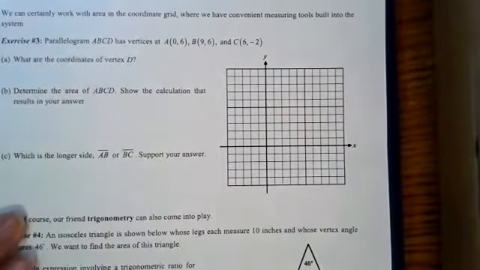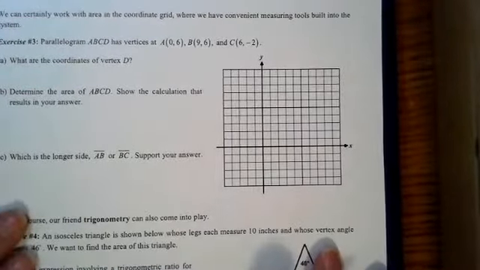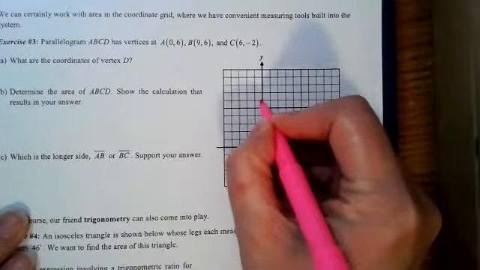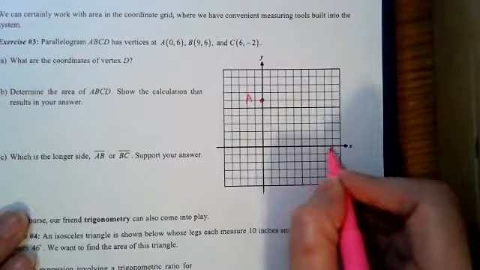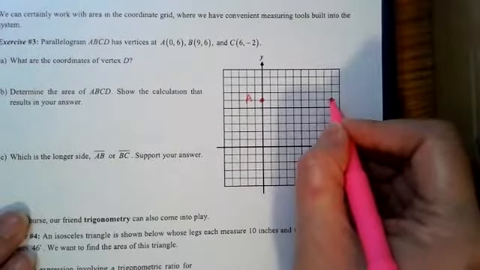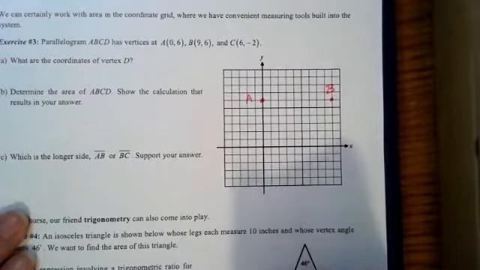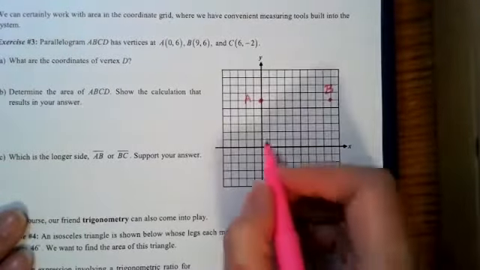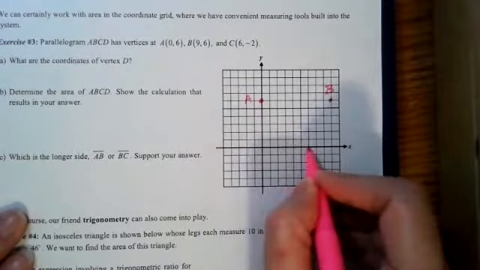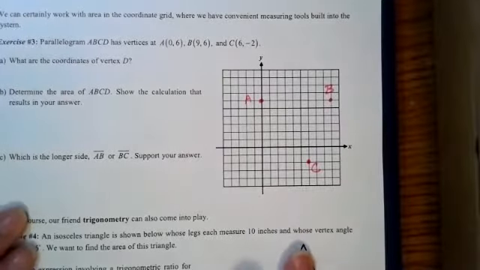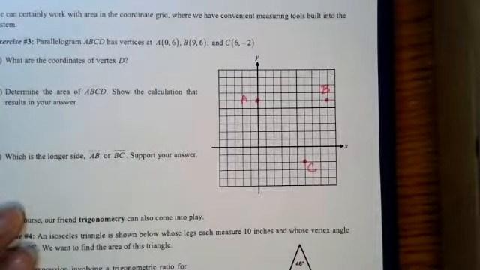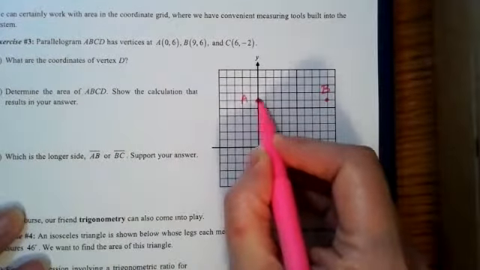Exercise 3, the parallelogram ABCD has vertices. Let's plot these as we read it. Vertex A is at 0, 6. B is at 9, 6. C is at 6, -2. Sure, we come down with that. And they don't tell us where D is. That's our first question. So let's go ahead and draw in the segments for the parallelogram we do know.